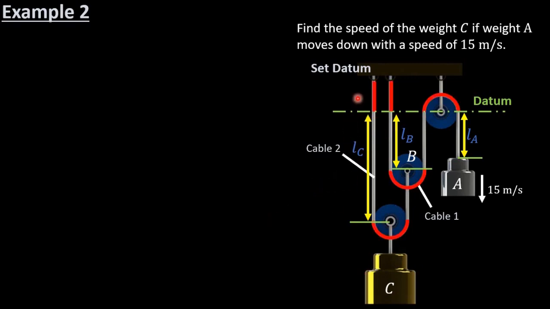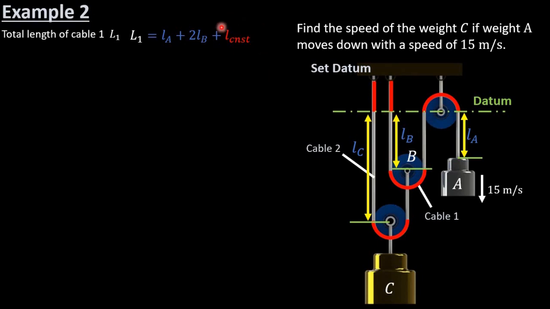These are all our constant lengths. This length is constant, that's constant, that's constant, this is constant, and so is that. We ignore this length here because it's not part of any of the cables. Now, the length of cable 1 is going to be L sub A plus the constant lengths plus 2 of L sub B, because I've got 2 of them here. That's L sub B and that's L sub B, so I put 2 times L sub B.